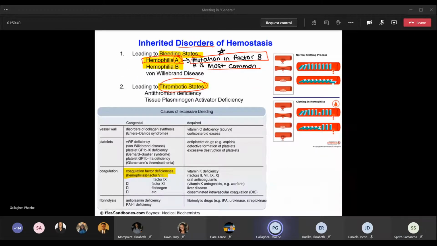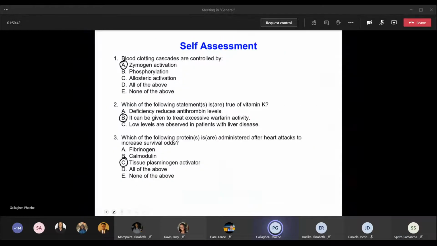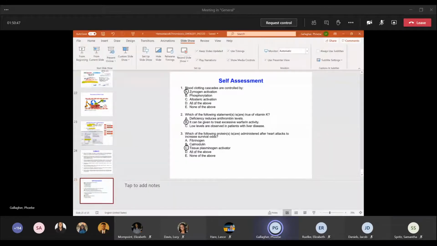Oh, and that's it. Yeah. So read the summary, do the practice problems. Yeah, that's it. Does anyone have any other questions on the clotting?